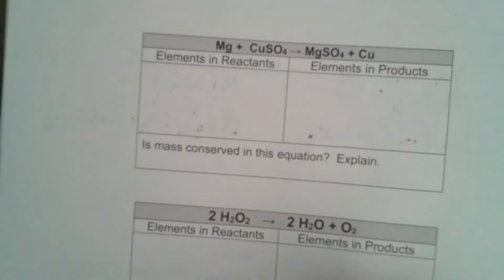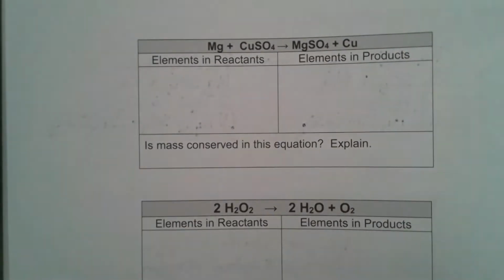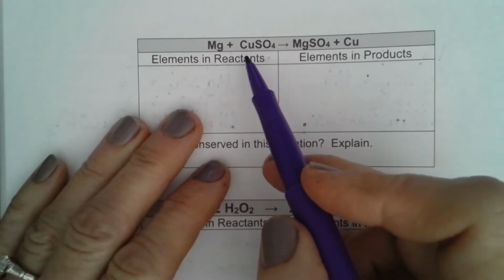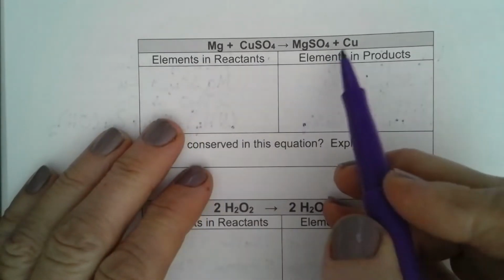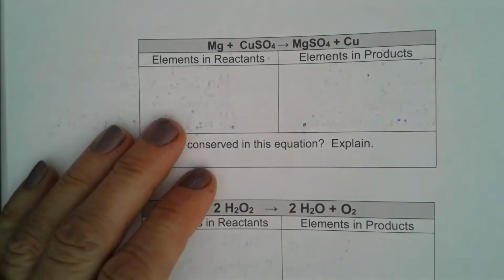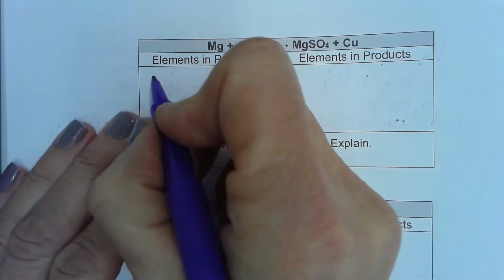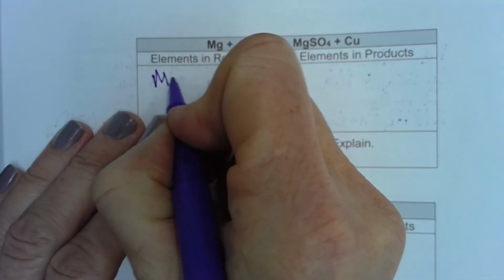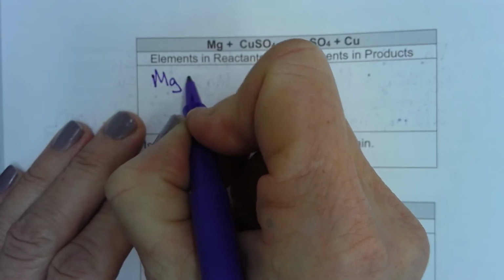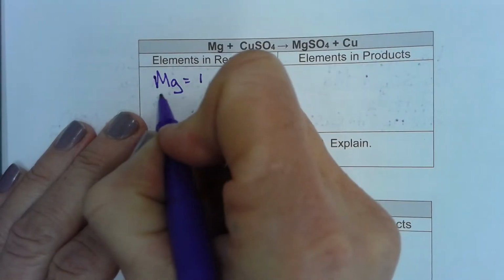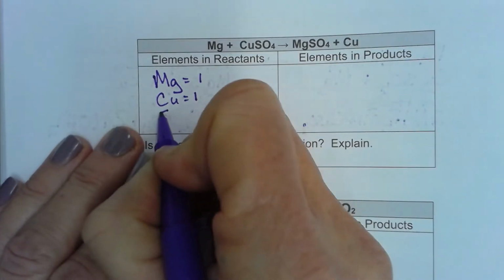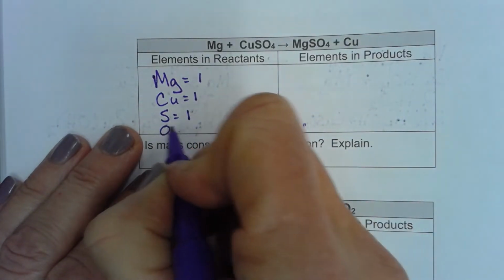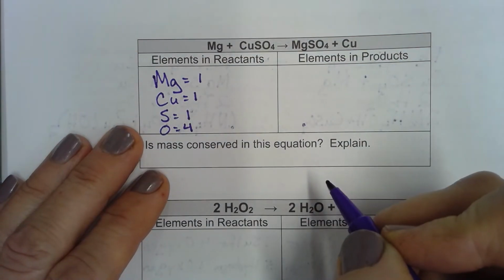Turning to page 77. So here, what I'd like you to do is count how many magnesiums, coppers, and sulfurs, and then see if my reactants equal the products. So here I have 1 magnesium, I have 1 copper, I have 1 sulfur, and I have 4 oxygens.